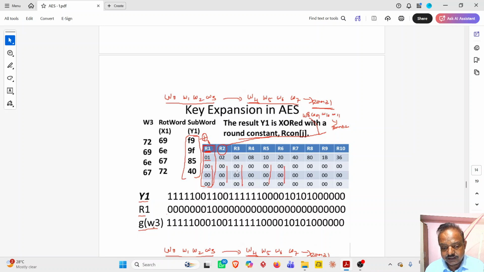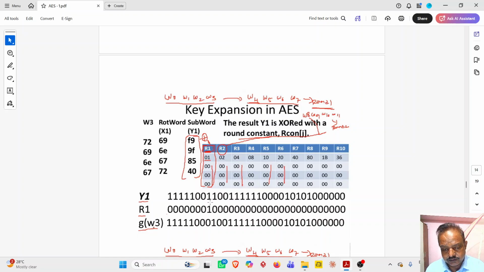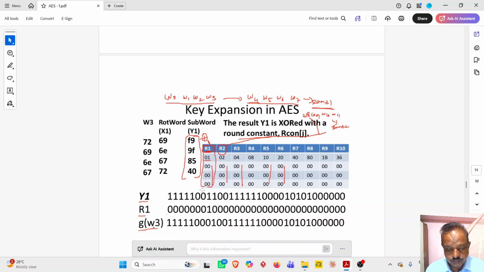Now what we do, I am telling, whatever output we get, the substituted word here is to be exclusive ORed with these values. Then what is the meaning of these things? F is represented in the hexadecimal number system by 4 bits, and 9 is also represented by 4 bits. So this hexadecimal number is converted to the binary number system.